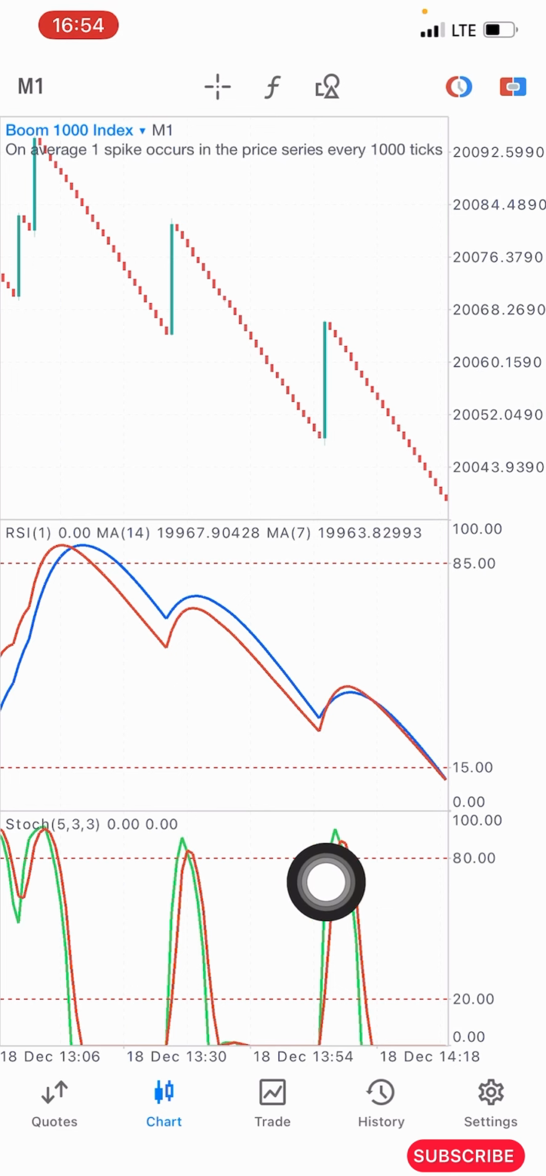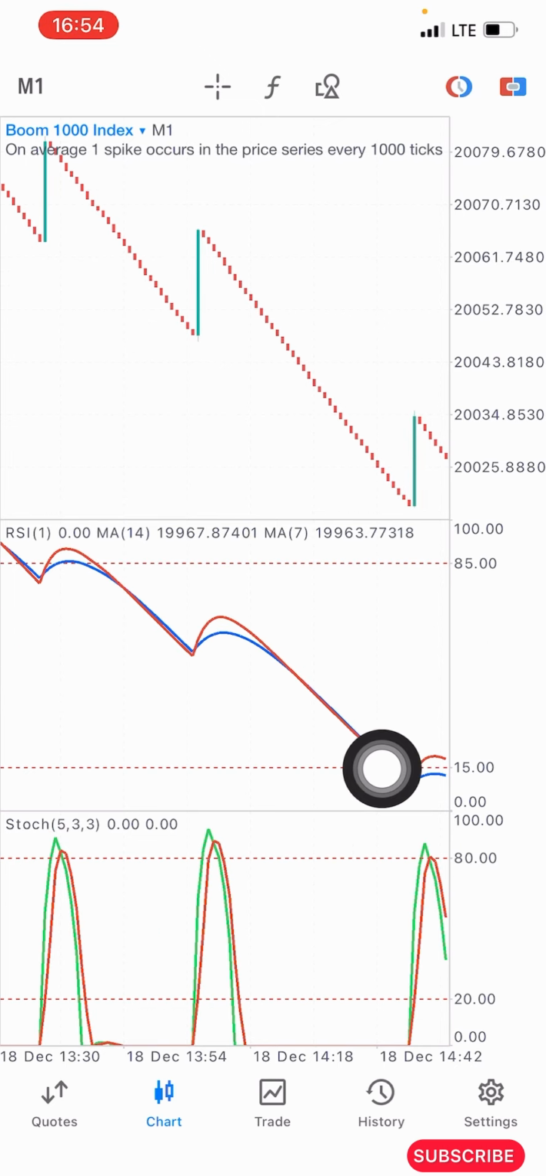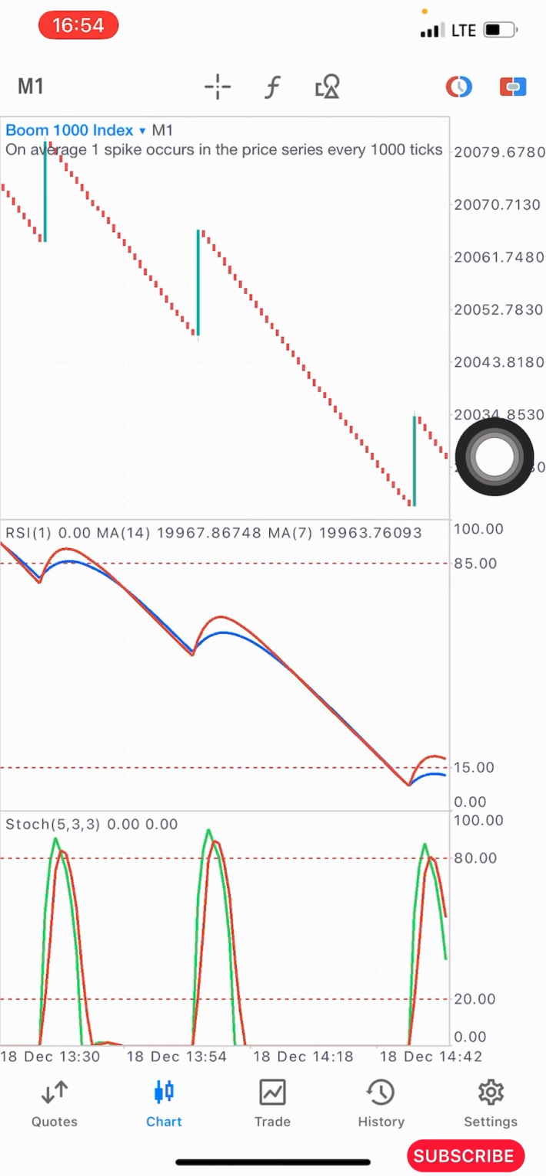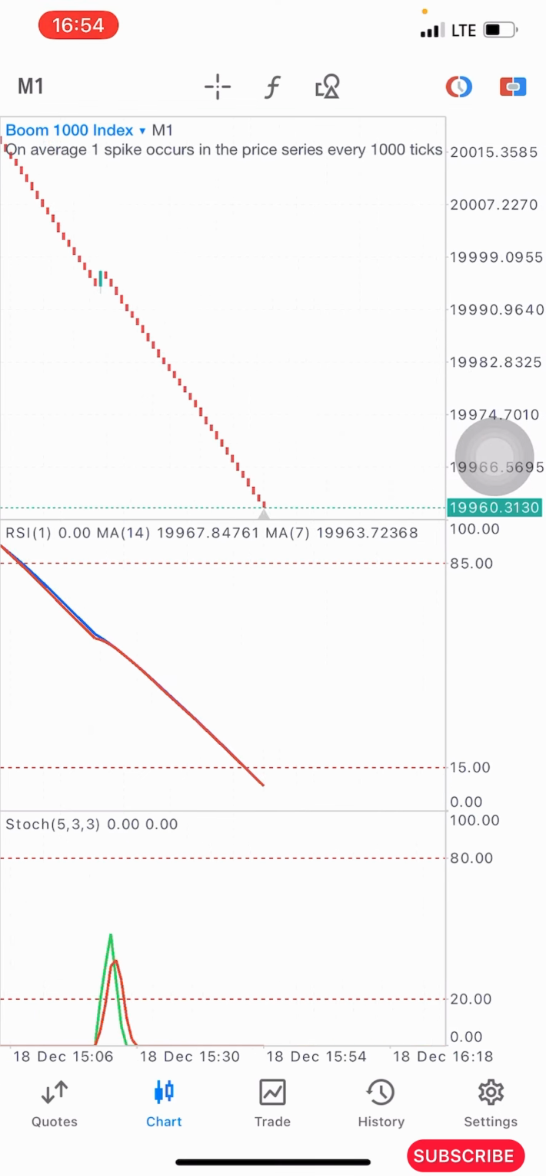Okay, so as you can see here, there was another spike before this blue and red line got to the 15 level. You take your sell here again, you pick 5 candles and you exit. At this area it has gotten to the 15 level, so you don't have any reason to go in anymore. As you can see, this is where price is currently.